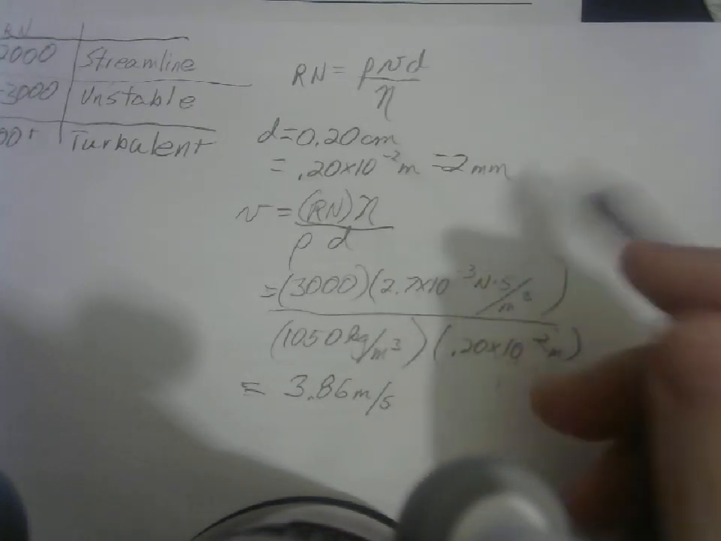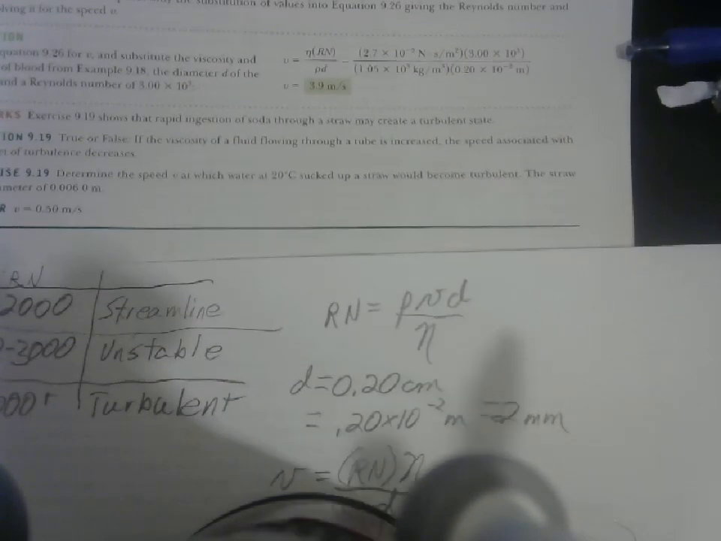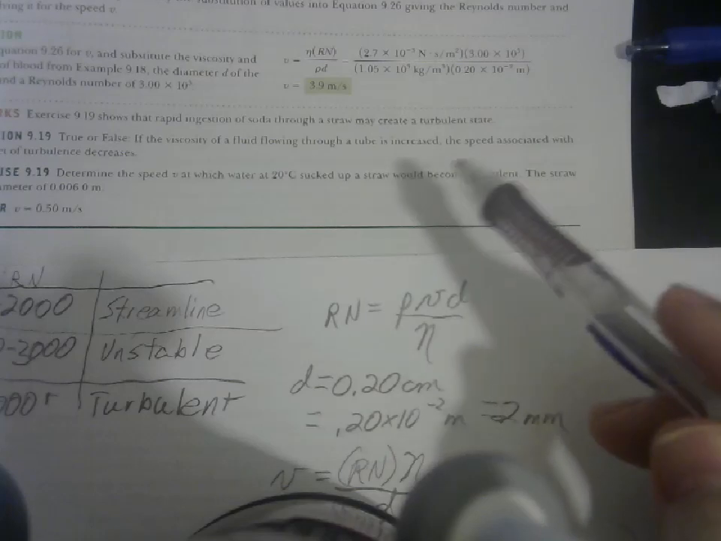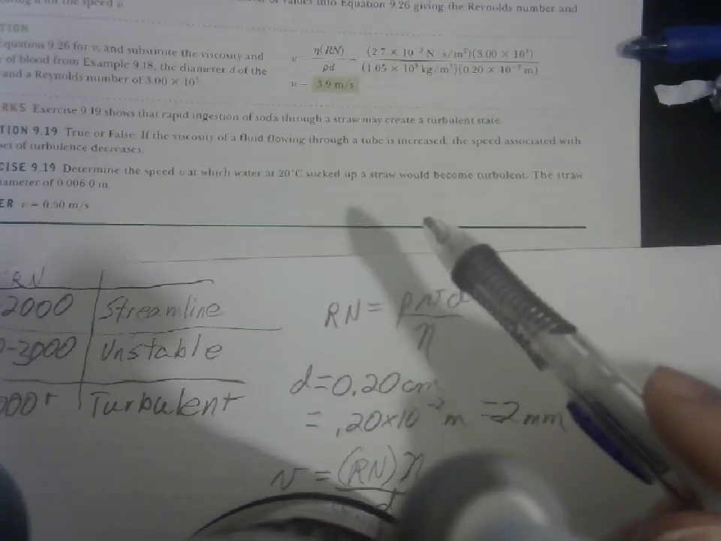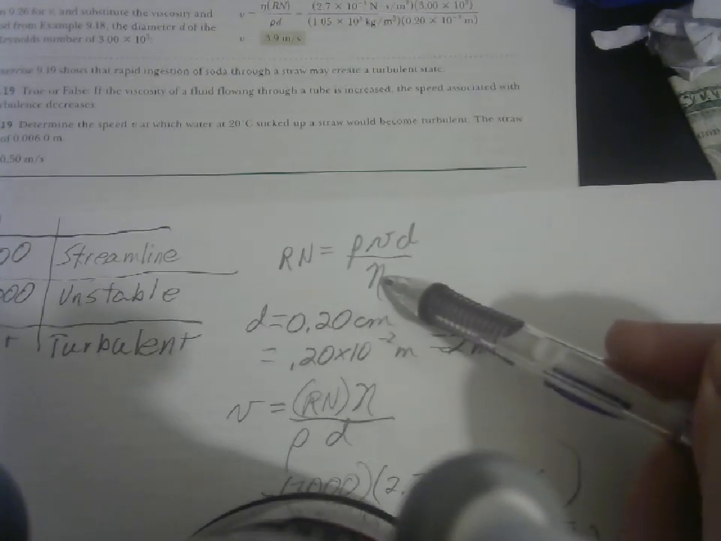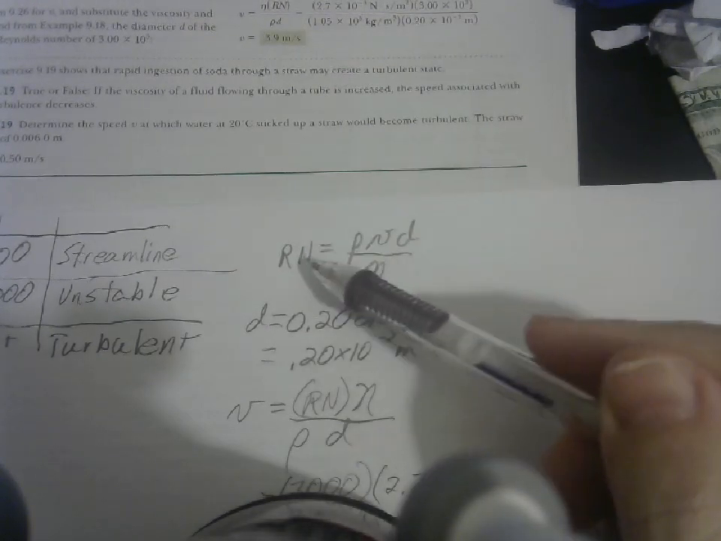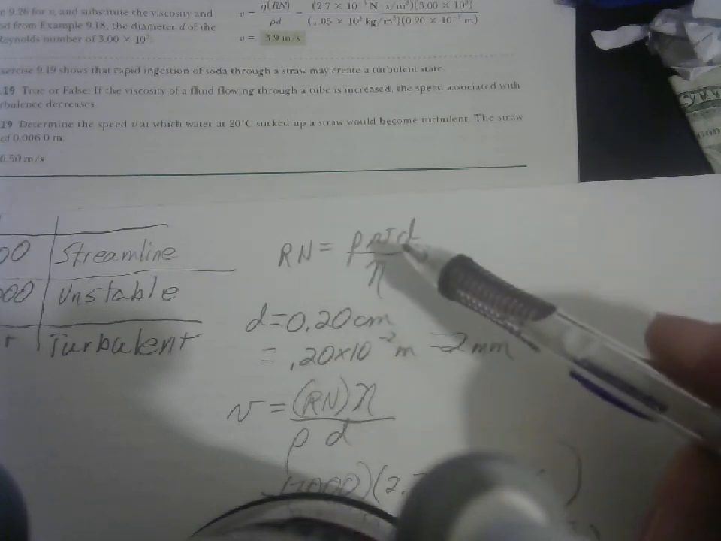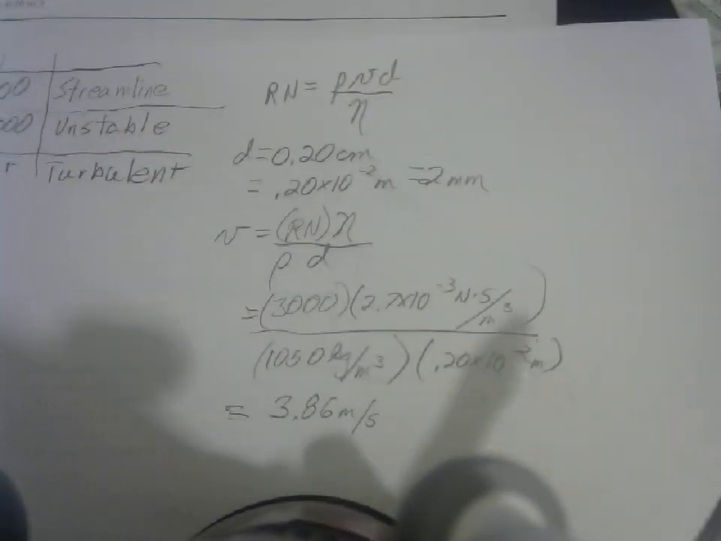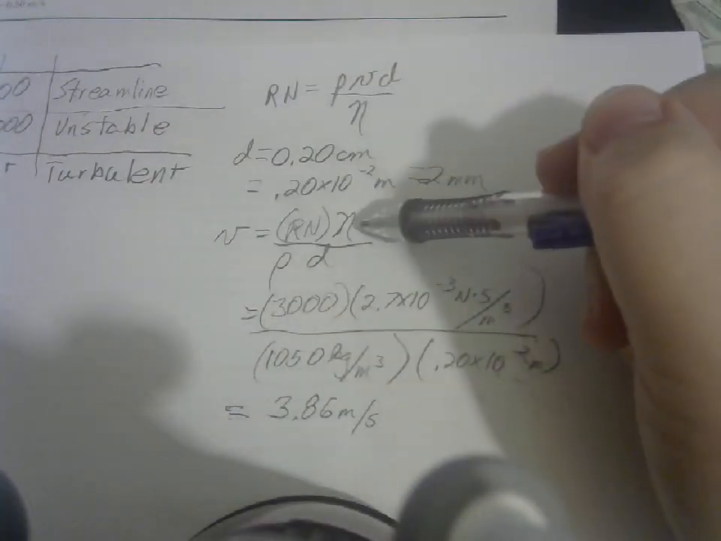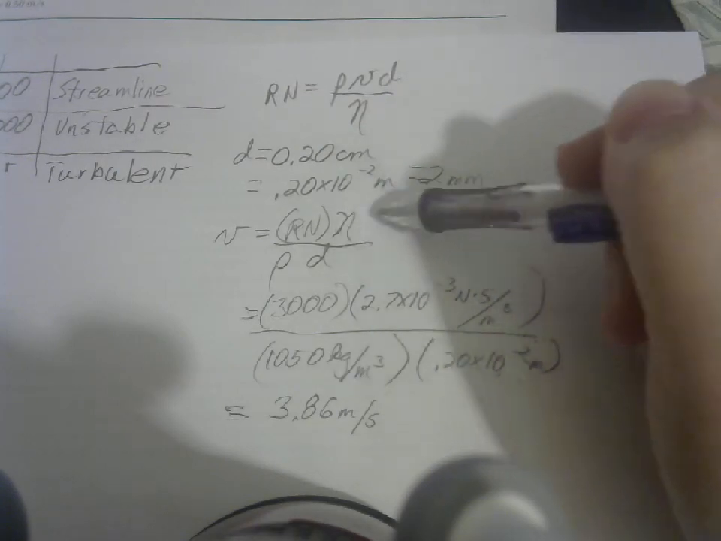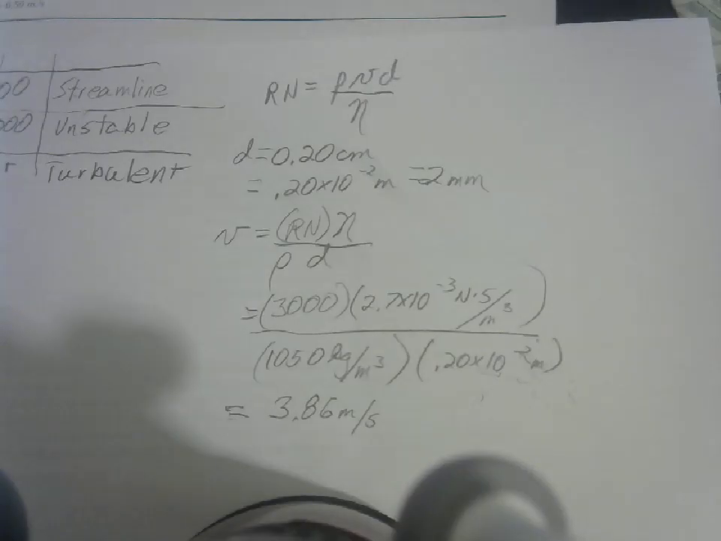All right. Now, question. If the viscosity of a fluid flowing through a tube is increased, does the speed associated with the onset of turbulence increase or decrease? Well, you can tell just by looking at the equation, solving for velocity. If the viscosity increases here, the velocity also increases.